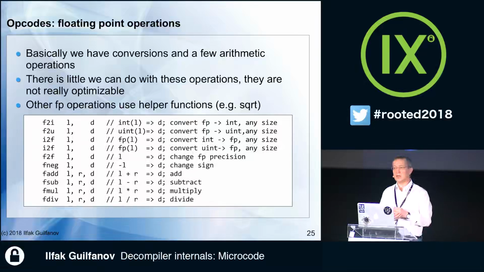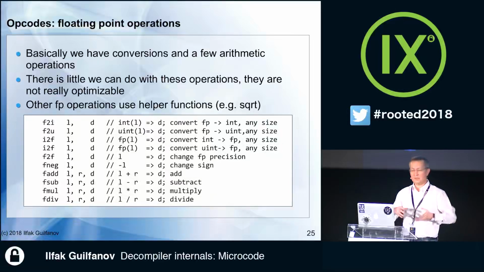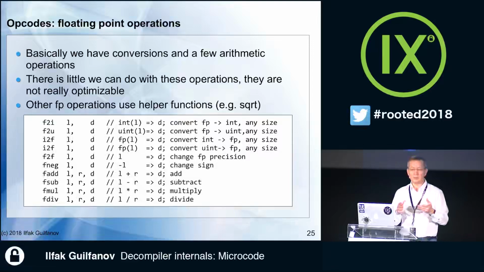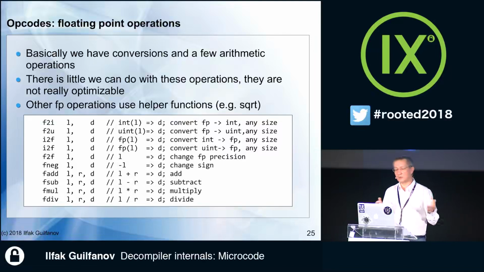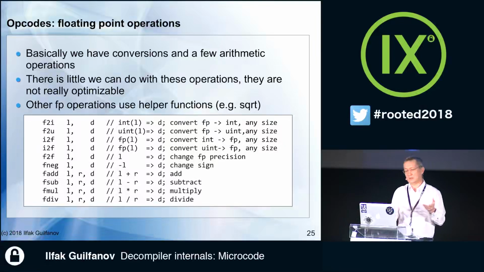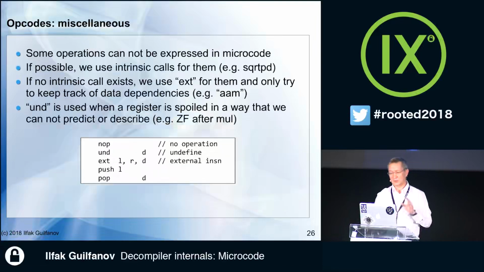Something more complex like a square root or logarithm can be represented by a helper function. In the decompiler, we have so-called helper functions, and when we encounter something that we cannot represent in microcode in a nice way, we can end up calling a helper function called, for example, square root. And the decompiler does not really know what the square root does, but who cares? It's just a function name. So that's good enough for us.